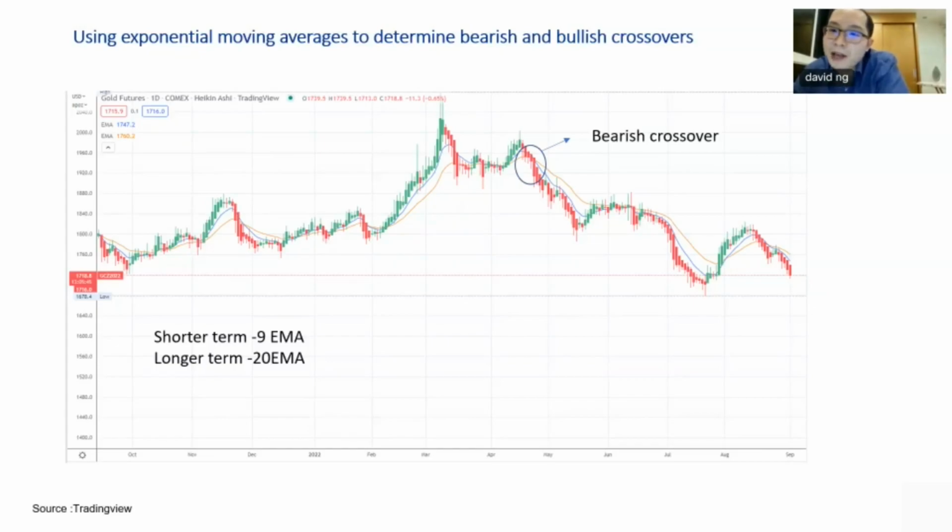So in that sense, if you see red Heikin-Ashi bars with a bearish crossover on your EMAs, that will be a very good position for you to take an entry to short the market. Vice versa, if you see a bullish crossover on EMAs together with green Heikin-Ashi bars, that will be a very good position for you to long the market.